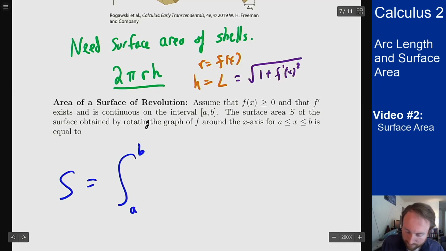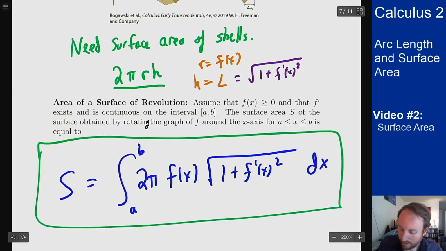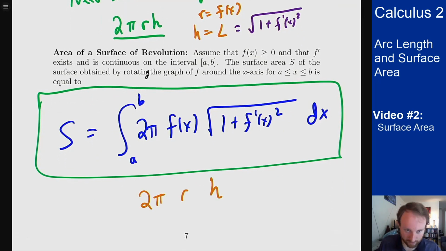S is the integral from a to b, again, my bounds like before, 2 pi r, which is f of x, times h, which is root 1 plus f prime of x squared dx. Again, the main way to think about this is 2 pi times r times h for the appropriate cylinder you need to approximate the length of this curve. Let's see an example of what this might look like.